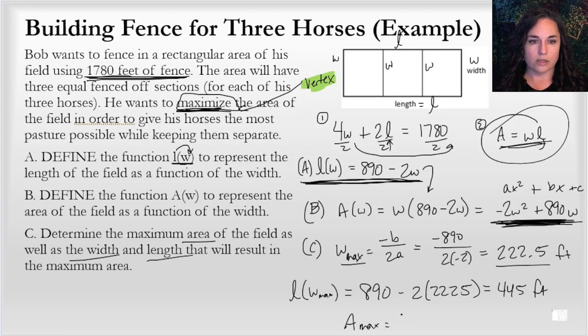The maximum area, I'm just going to take those two things and multiply them together, right? Width times length. I know the width, 222.5 times 445, and that gives me this answer. I have it over here, 99012.5 feet squared. That would be the answer.